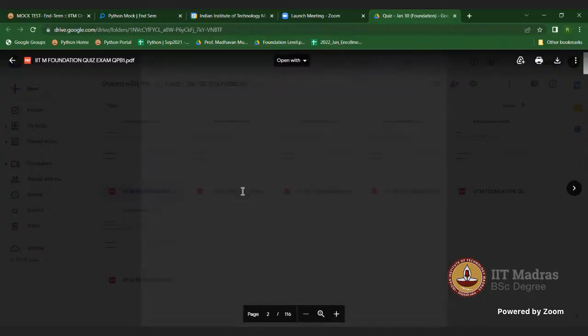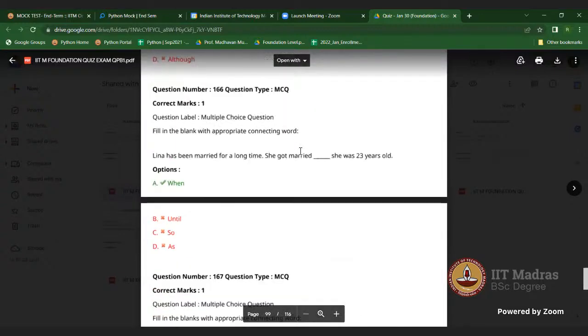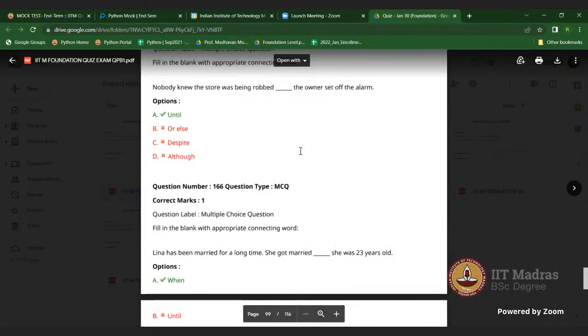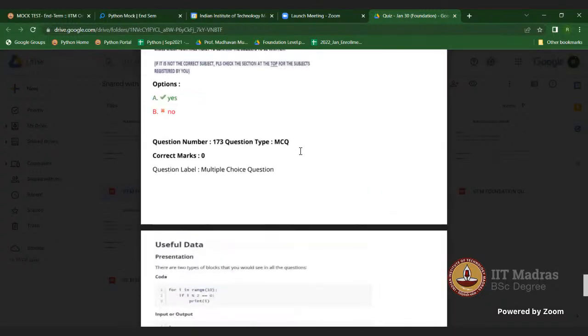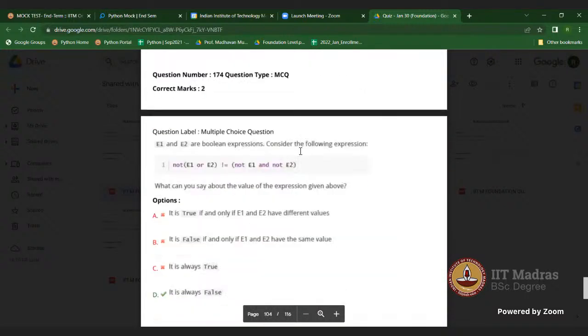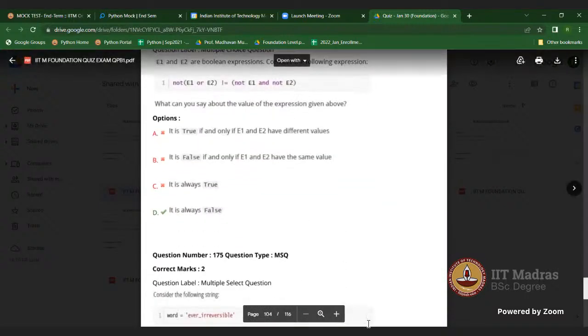Go to the end of this question paper. Yeah, somewhere close there. That's where Python comes in. It's a simple thing, but it gets confusing. Yeah, this is the one. Question 1, 4, and 7, right?